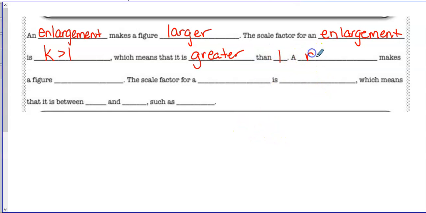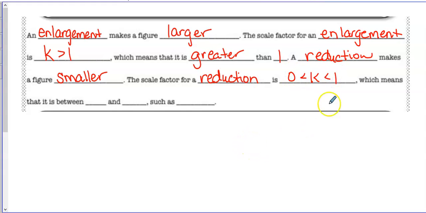A reduction makes a figure smaller. So the scale factor for a reduction looks like this. 0 is less than K is less than 1. So it can't be equal to 1 or equal to 0. It's got to be between 0 and 1. Usually that means that it's a fraction. So it's between 0 and 1, such as the number 1/4, for example.